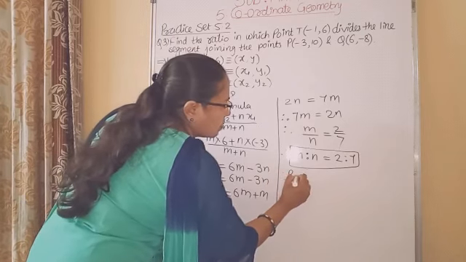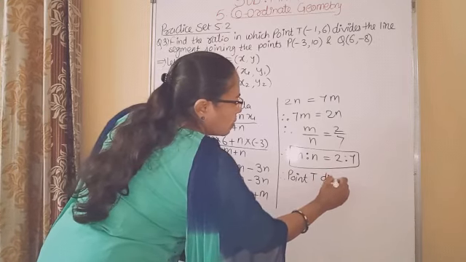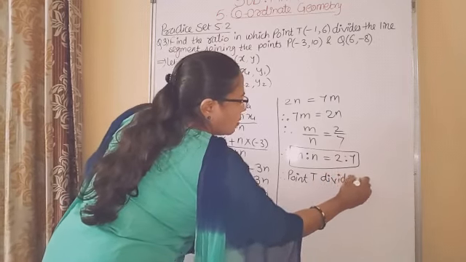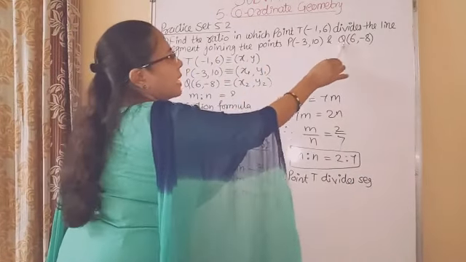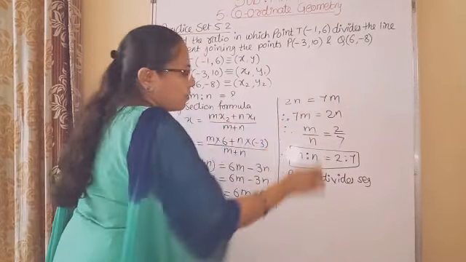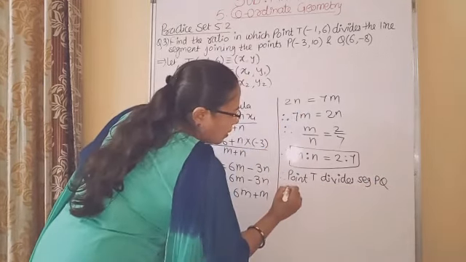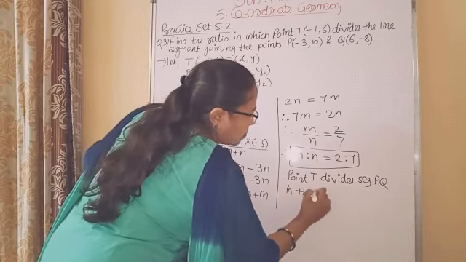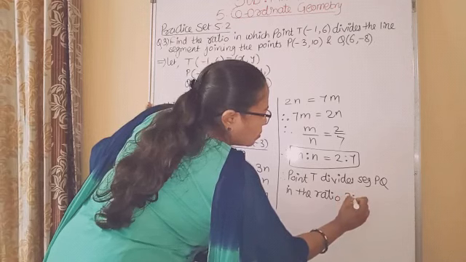Therefore, point T divides... Now here the names of the endpoints of the segment are given, P and Q. So we can write the name of the segment PQ in the ratio 2:7.